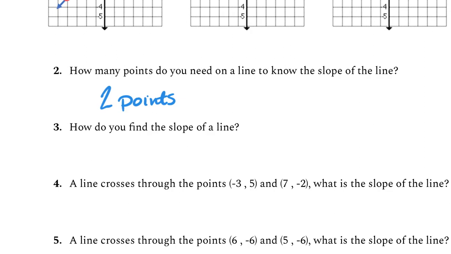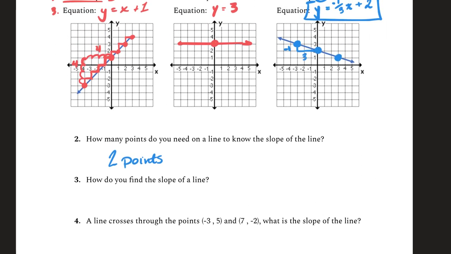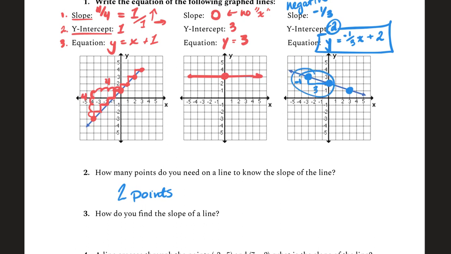Well, there's a couple different ways. If you're looking at a graph, you just count, right? Like over here, again, what we did was we counted down 1, then we went over 3, so you count.